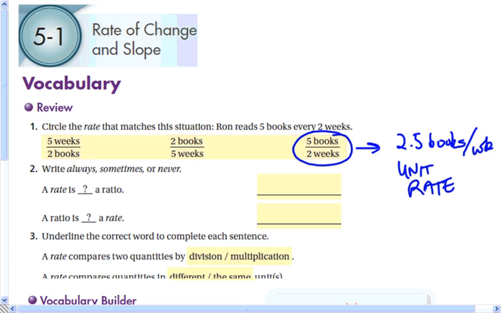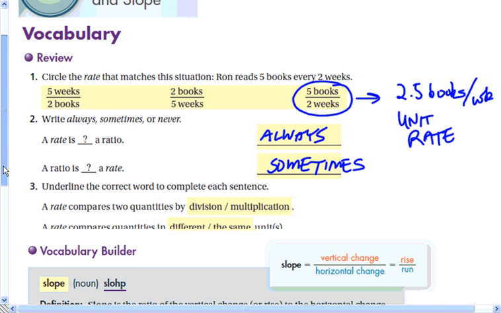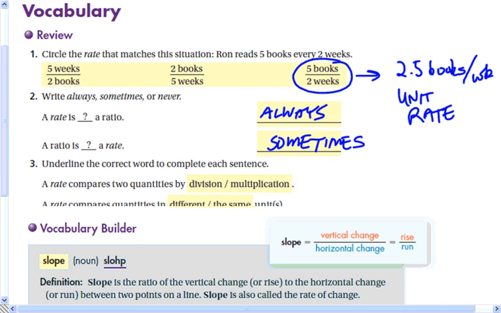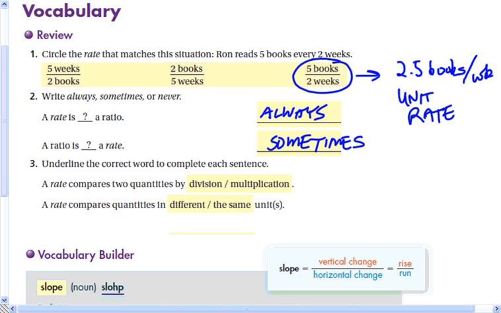All right, a rate is always a ratio. A ratio is sometimes a rate. A ratio may or may not compare two different quantities. A rate always compares two different quantities, and that's what we have right here. Rate uses division. Rate compares quantities in different units.